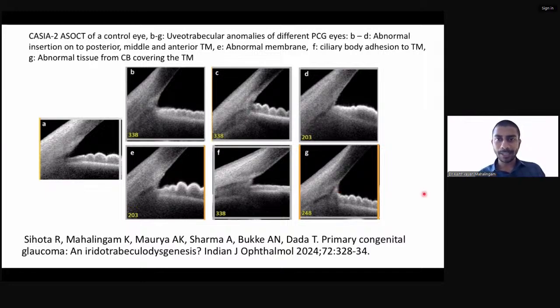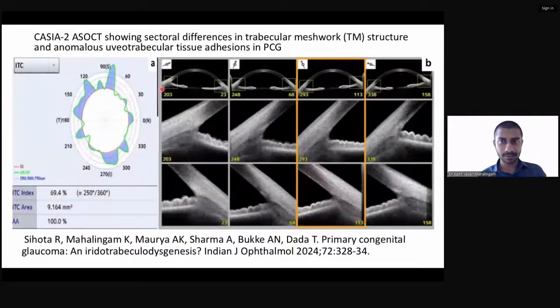These are all patients with primary congenital glaucoma showing variation. That is, these are first showing anterior iris insertion, and this is abnormal membrane and adhesion. This is a 360-degree angle analysis.